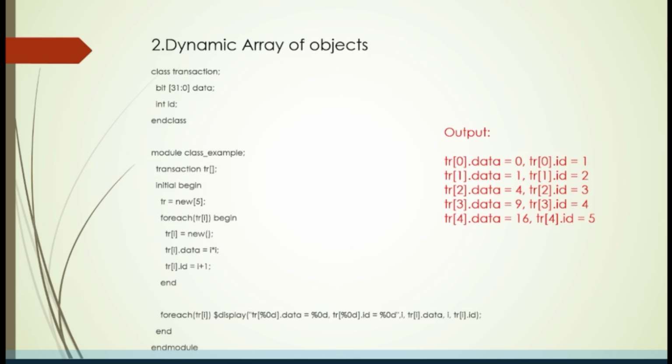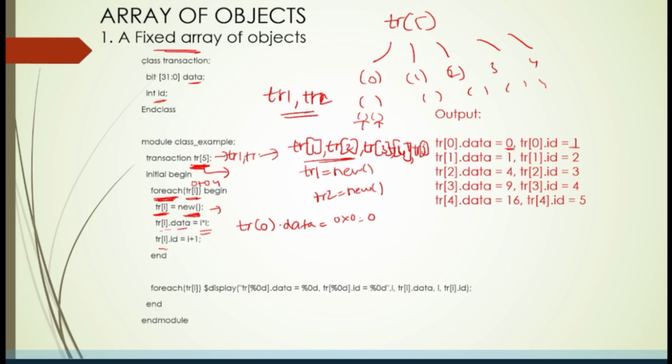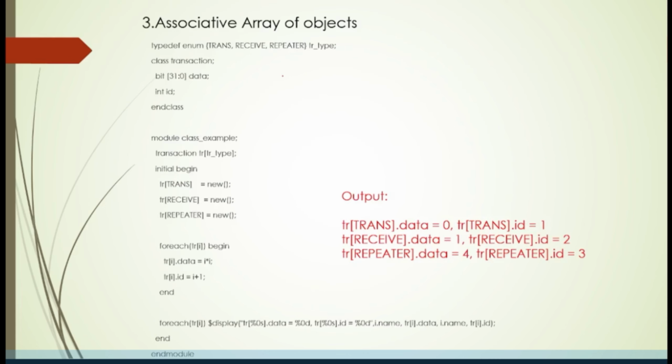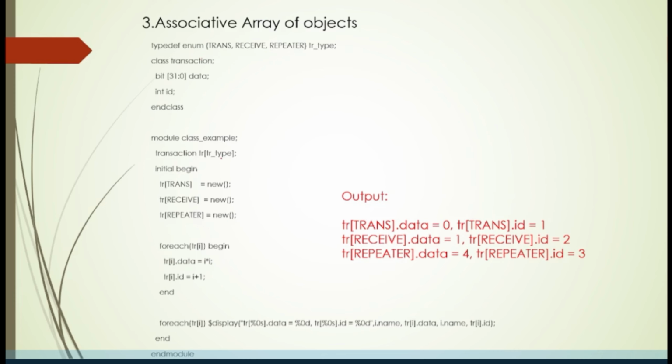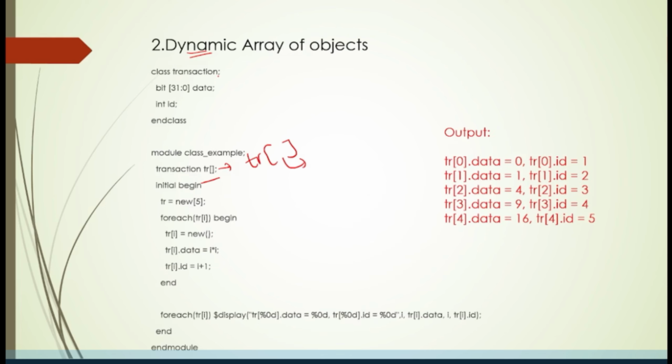The same thing applies for a dynamic array. The concept is the same for all the arrays, whether fixed array, dynamic array or associative array. The only difference is how we notate it. If this is tr of empty braces, you already know that empty braces means dynamic array. And if you are using a data type, like some property, then that is the associative array.